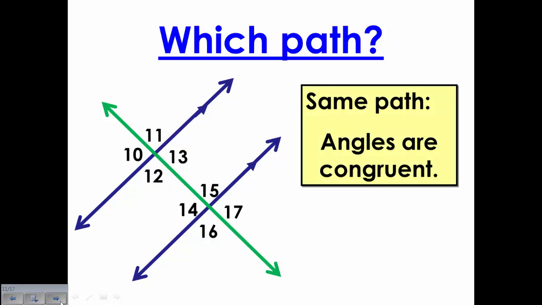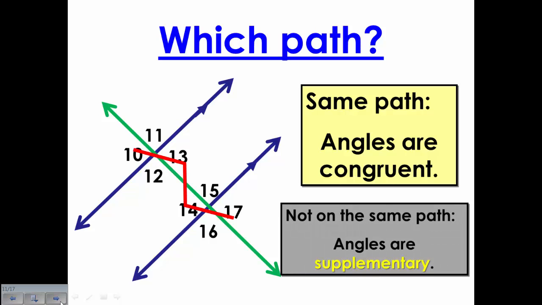The same goes for the same path going the other direction. If you jump across, these angles that are on the same path are all congruent to each other. What's the relationship for angles that are not on the same path? For example, 11 and 13. Angles that are not on the same path are supplementary.